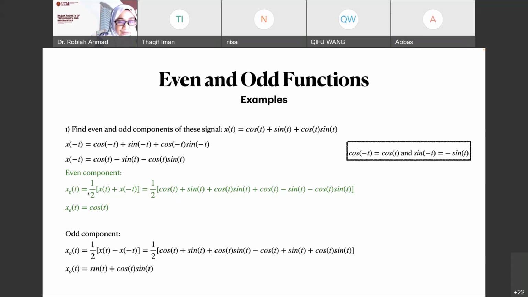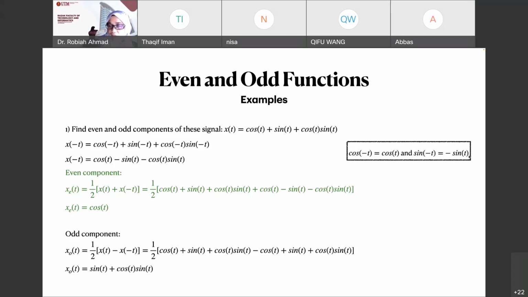Okay, remember, for even, the signal plus reversal divided by 2. For odd, the signal minus reversal divided by 2. So first step is to get the reversal of the signals. So all t has to be replaced with minus t. So x(minus t) will be cos(minus t) sin(minus t) plus cos(minus t) sin(minus t). And then due to the concept of even and odd, we know that cos(minus t) and cos t will be equal. Okay, because cos is an even signal, kan? And then sin(minus t) equal to minus sin t.